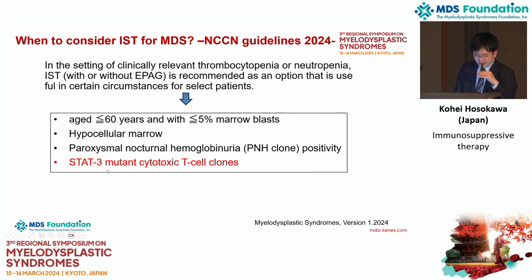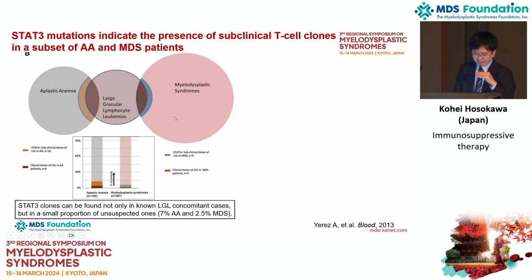And the final one is the STAT3-mutated clone. So this is another point that we consider when we consider IST for MDS. A STAT3 mutation is usually found in LGL, but sometimes it is found not only in the LGL concomitant cases, but also in a small proportion of unsuspected cases.